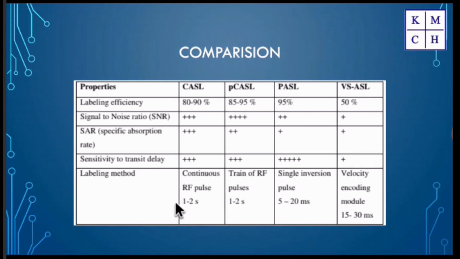Again, a comparative table, as we can see here. This is just to reinforce the points told earlier. The labeling efficiency is maximum for pulsed ASL. Continuous and pseudo-continuous have an increased efficiency. SNR is maximum for continuous and pseudo-continuous as compared to pulsed ASL. So we can see the trade-off here. Pseudo-continuous combines the best of both.